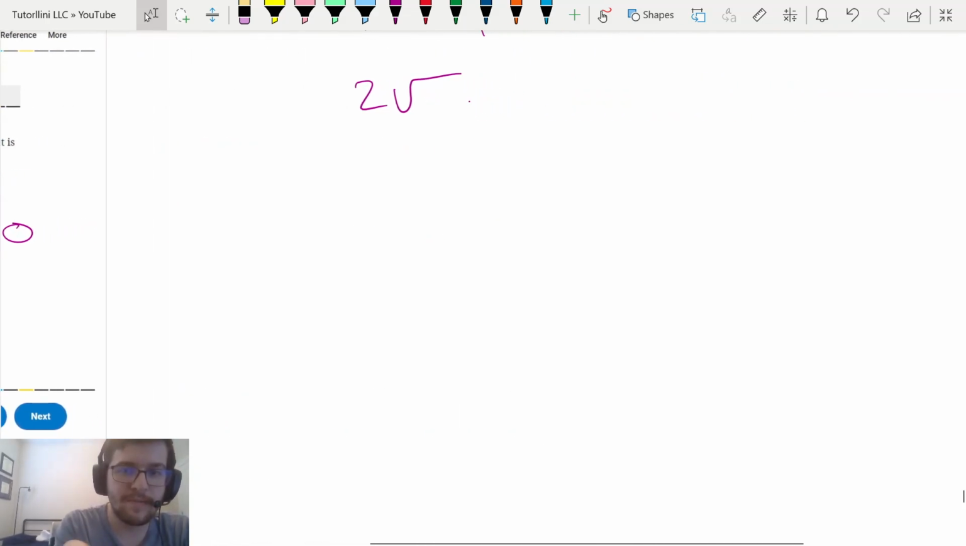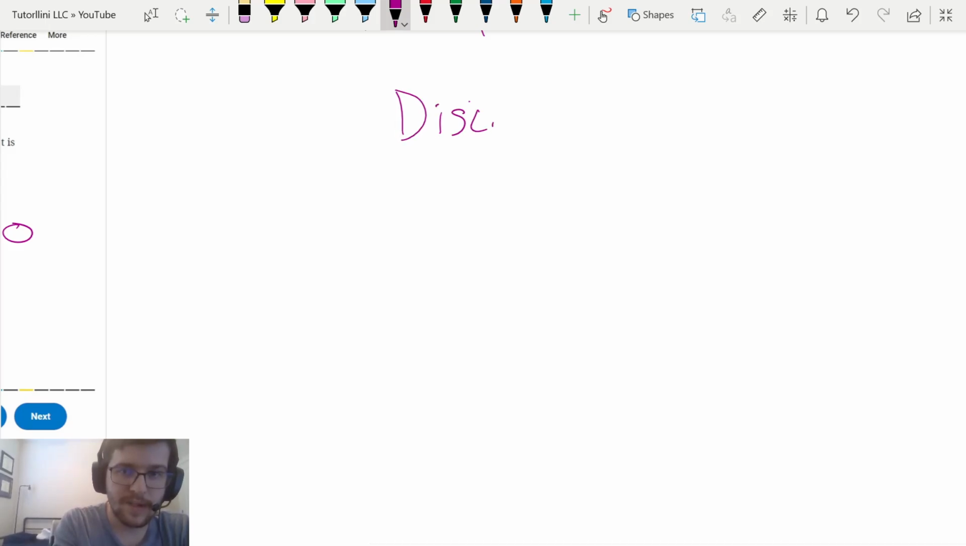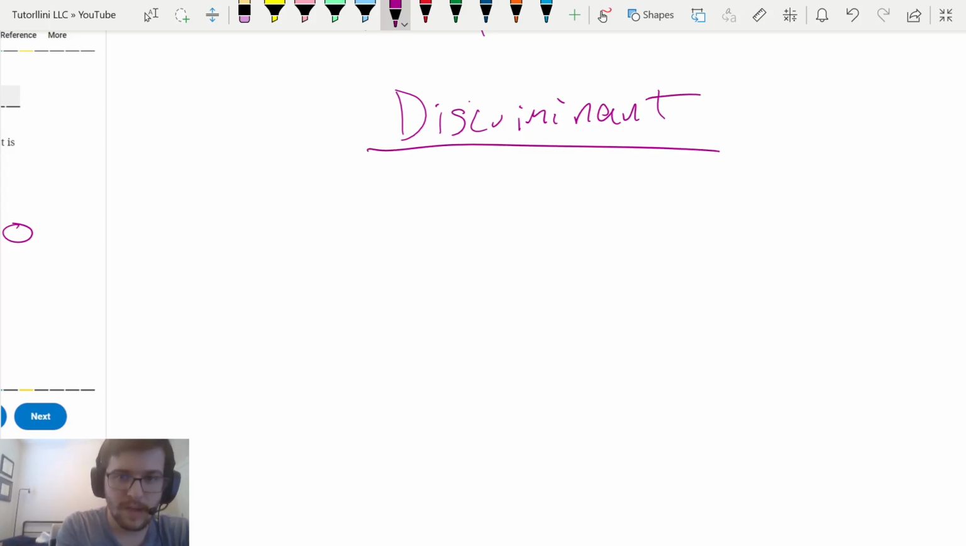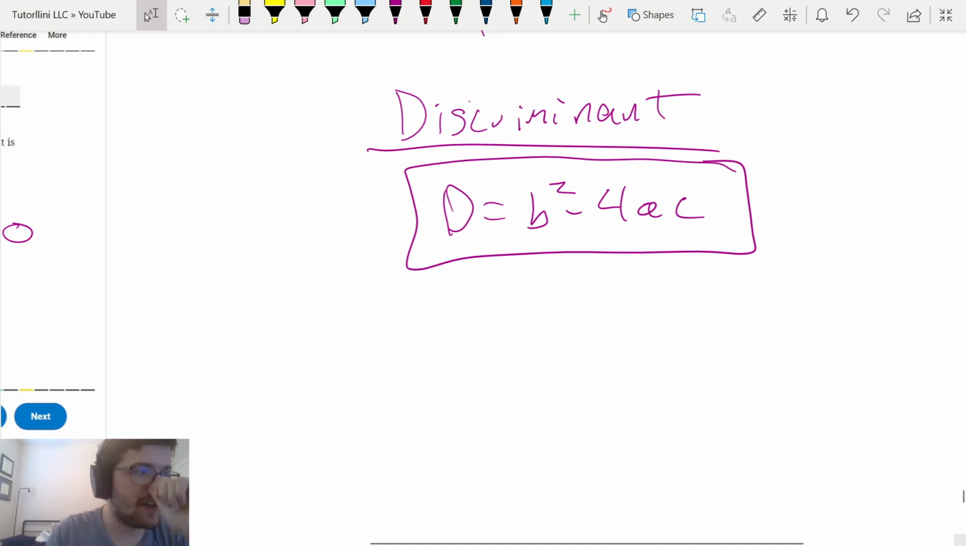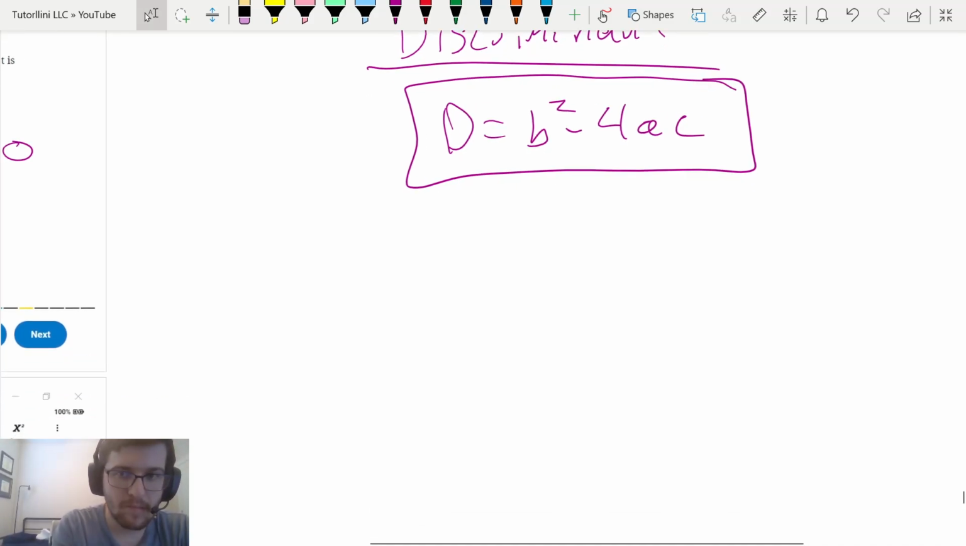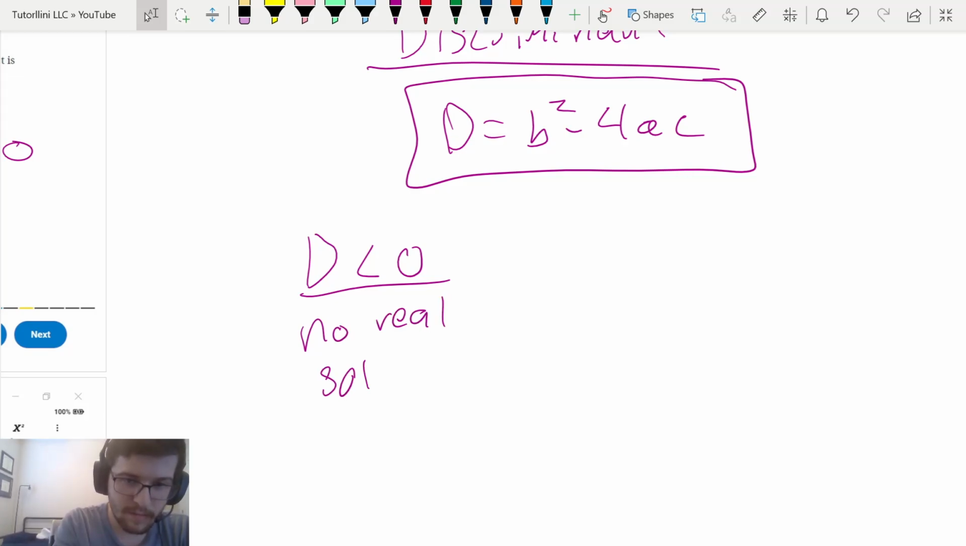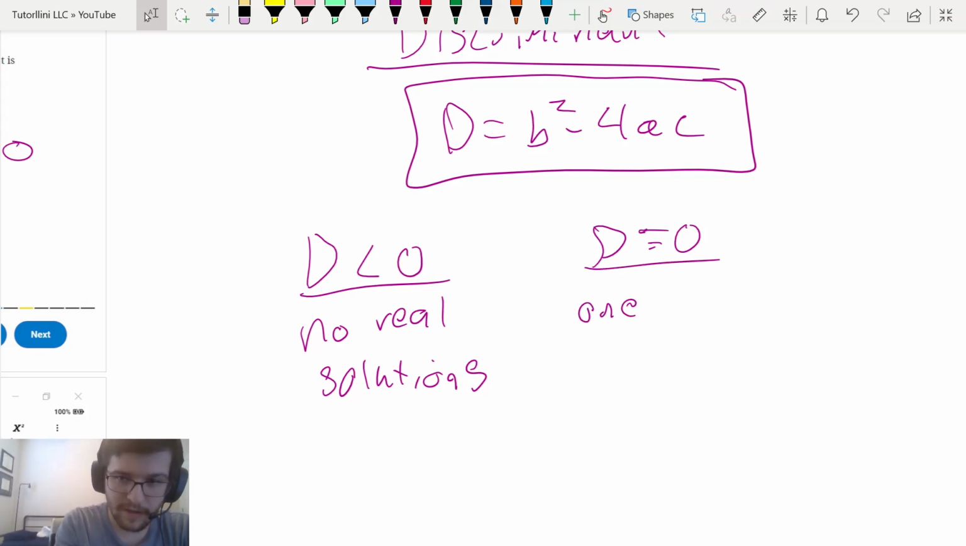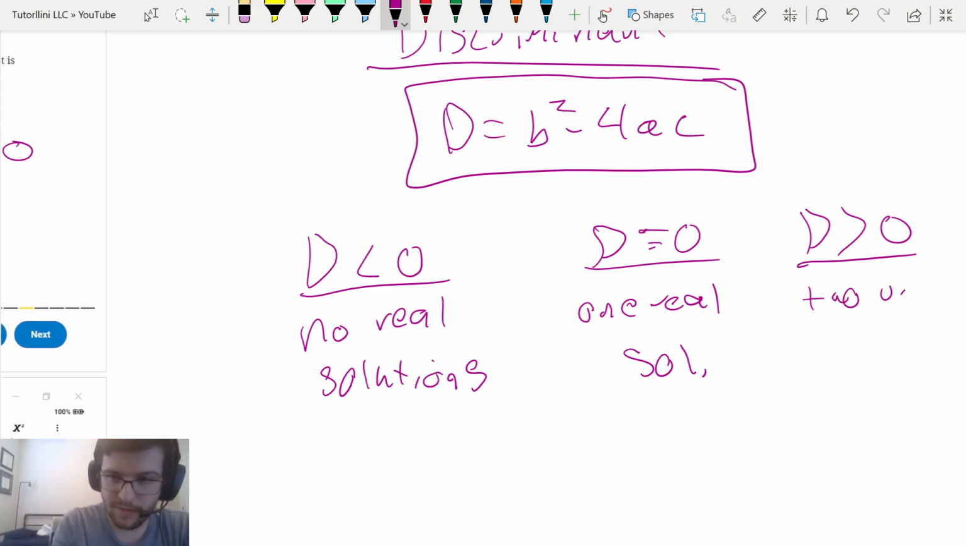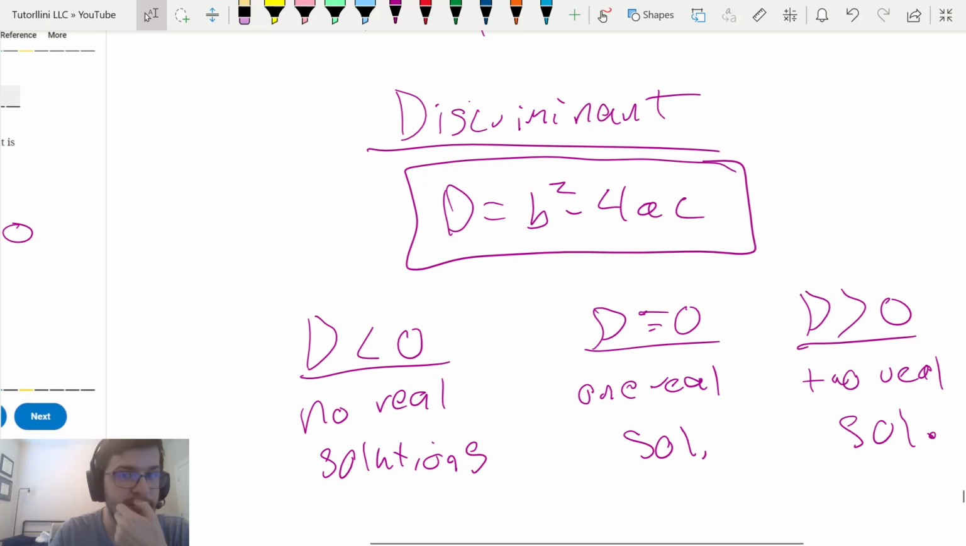So I went over this in the last video. Really quickly to sum up, discriminant d equals b squared minus 4ac. Okay, so when d is less than 0, there's no real solutions. When d is equal to 0, there's one real solution. And when d is greater than 0, there's 2 real solutions. Okay, so if you don't know this, you might want to pause this video for a second and write this down. Okay, so I'll put it on the screen for like 2 seconds and you can pause it.